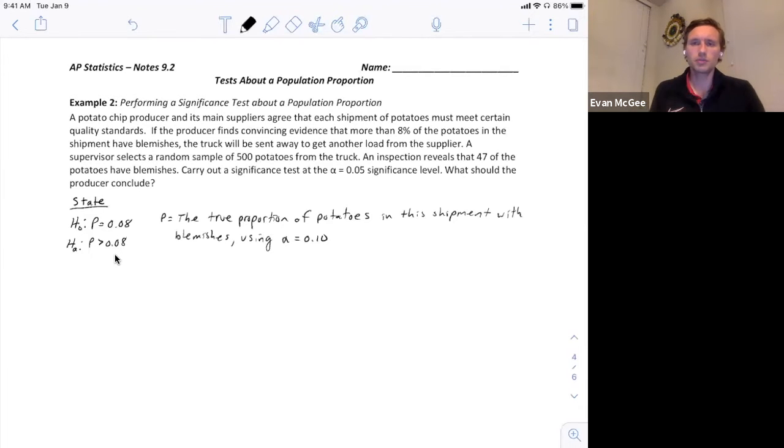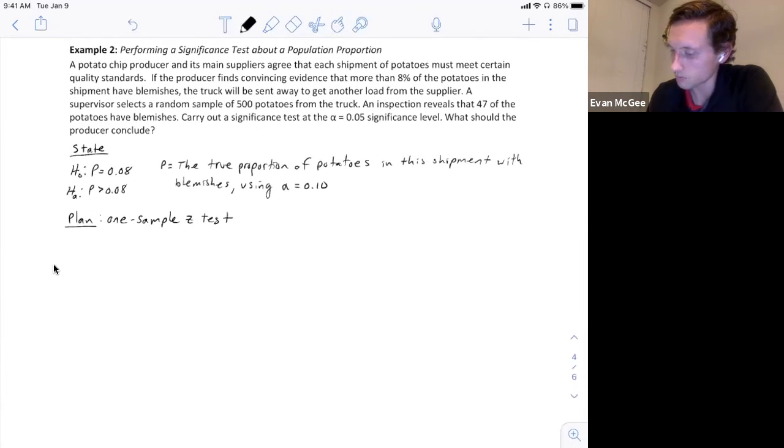So just so we're on the same page, they're taking a sample of 500 potatoes from the shipment and trying to use that sample to determine if the whole shipment has higher than an 8% proportion of blemished potatoes. So in the state, we list our hypotheses and what the parameter is. And now in the plan section, we'll name our method of inference and check the three conditions so we can proceed with the test. This is a one sample z-test because it is about a population proportion. Just like the intervals, if we do an interval about proportions, it's a z. If we do an interval or a test about means, then most likely it will be a t. We'll learn that in the next section.